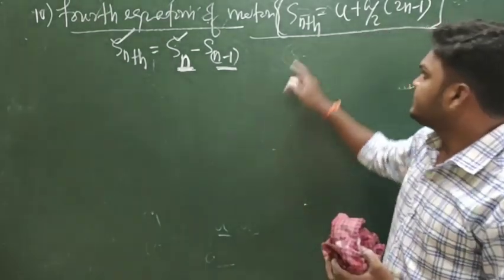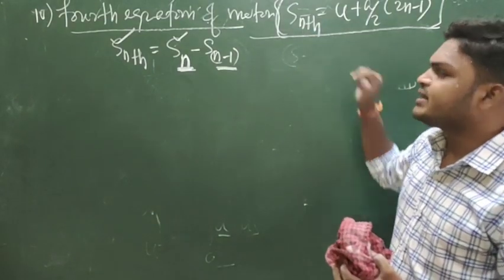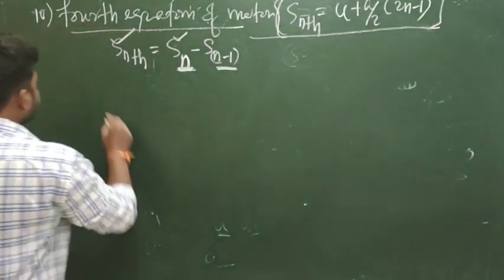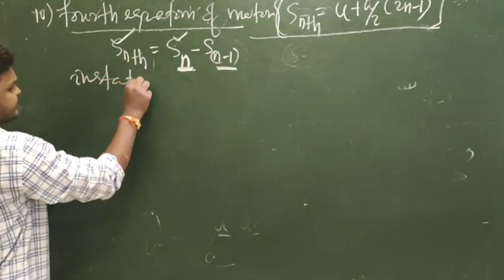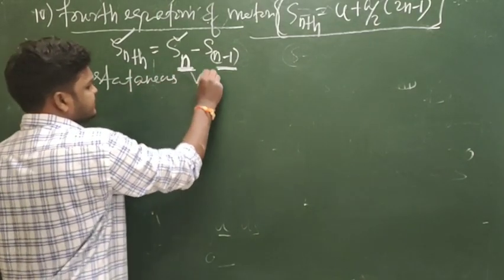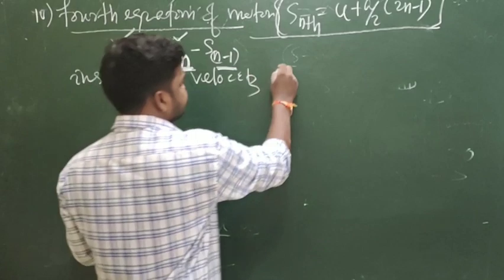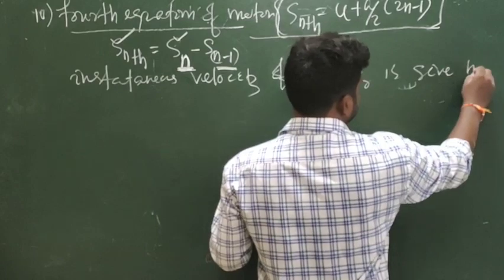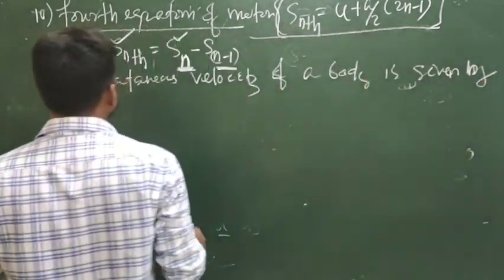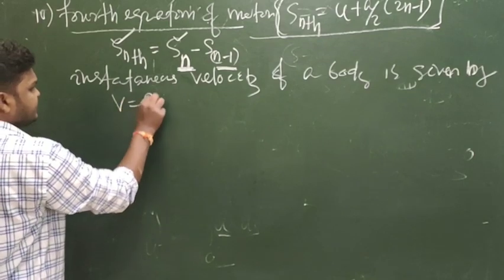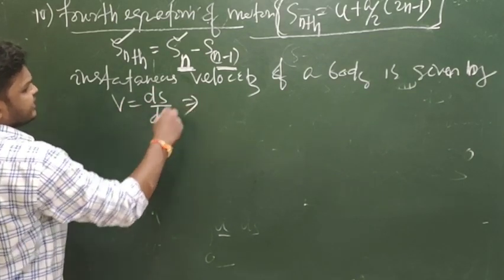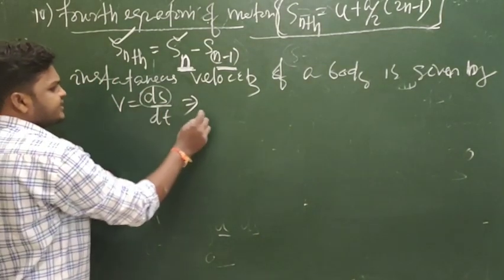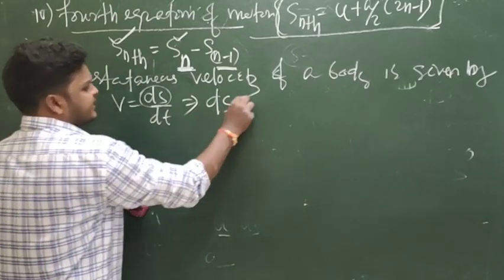Since displacement divided by time gives velocity, we will start the derivation of velocity. So the instantaneous velocity of a body is given by v equal to ds upon dt, and we want to know this value of displacement.